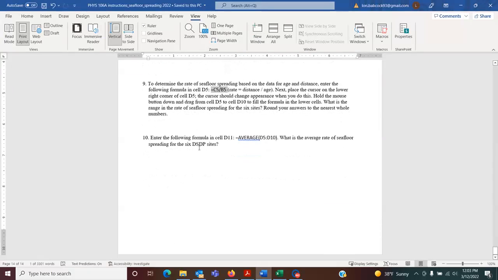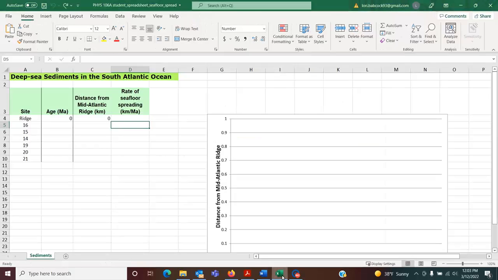The last thing you'll do is enter this formula, the average formula. You can copy and paste it or type it in, of D5 to D10. And then whatever you get for that will be the answer to number 10, right? So you'll be putting it in here. You're taking the average of this column once you have your data filled out there.